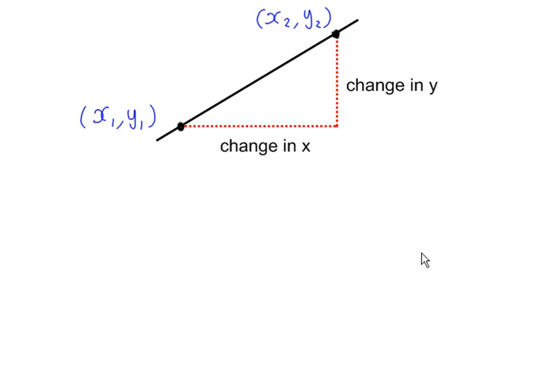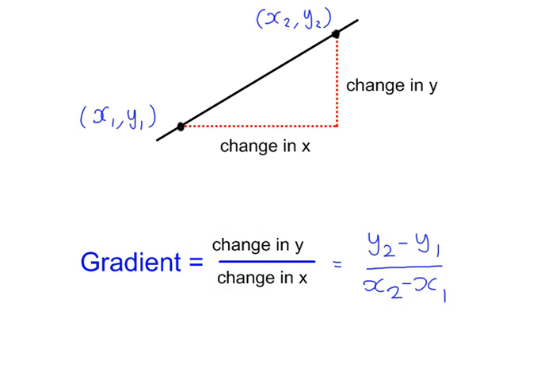And we know that the gradient of a line is just the change in y divided by the change in x. So this is a basic formula, the change in y divided by change in x, giving you the gradient of a line. There's nothing new here. This is probably something that you've done many times before.